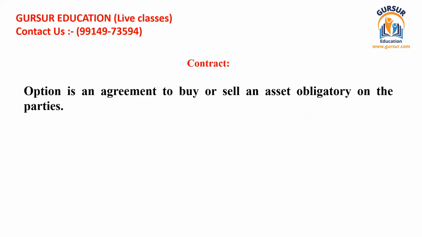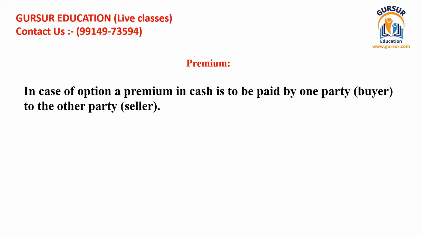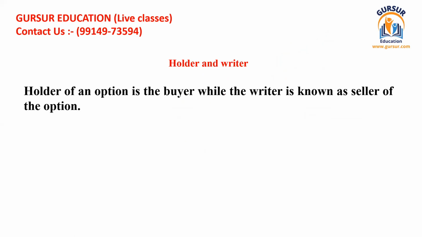So this is just an option contract, an agreement to buy or sell an asset. Then premium: first of all, you have to make the margin money payment to the seller, so that is known as premium. The next one is holder or writer. The holder who holds the option is the buyer. Who writes the option is known as the seller. Holder is buyer, seller is writer.